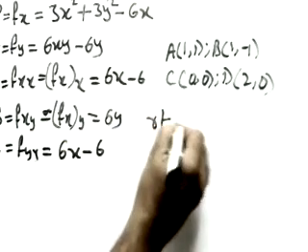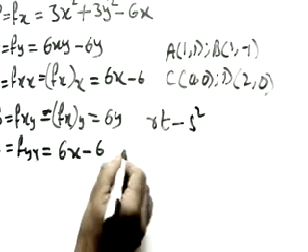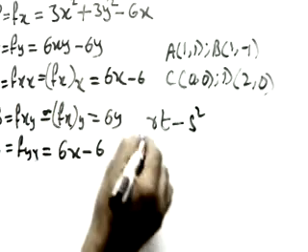Now to find the maximum or minimum, we have to find rt minus s square.